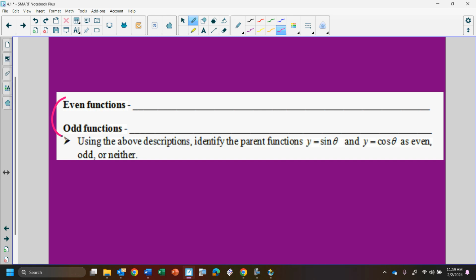Anybody think they have it figured out? Anybody remember either one of them? Malcolm, an idea? Say that again. They have 180 degree symmetry. Is that what you said? Yes. Do you remember what kind of symmetry we call it? Starts with an O. It's called origin symmetry.